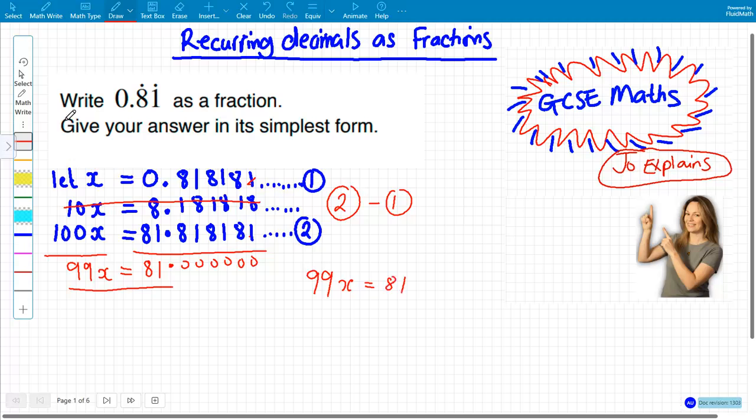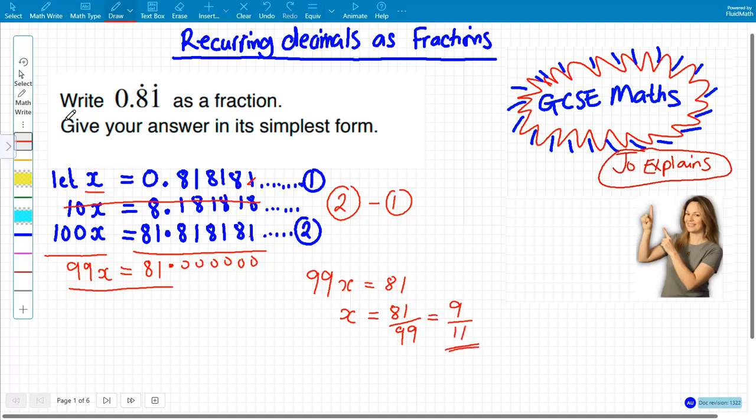So solve for x. So if we said at the start that x is equal to the recurring decimal, so x, if it's the recurring decimal, is also equal to 81 divided by 99. And that's a fraction, so we've done what it asked us to do. Now the only thing we could do here is simplify by 9, so we could say that that's the same as 9 over 11.